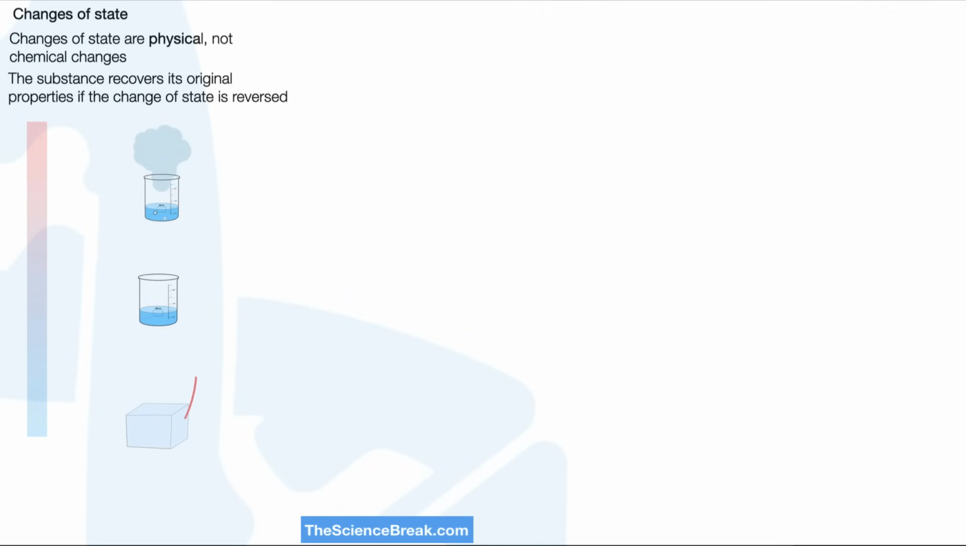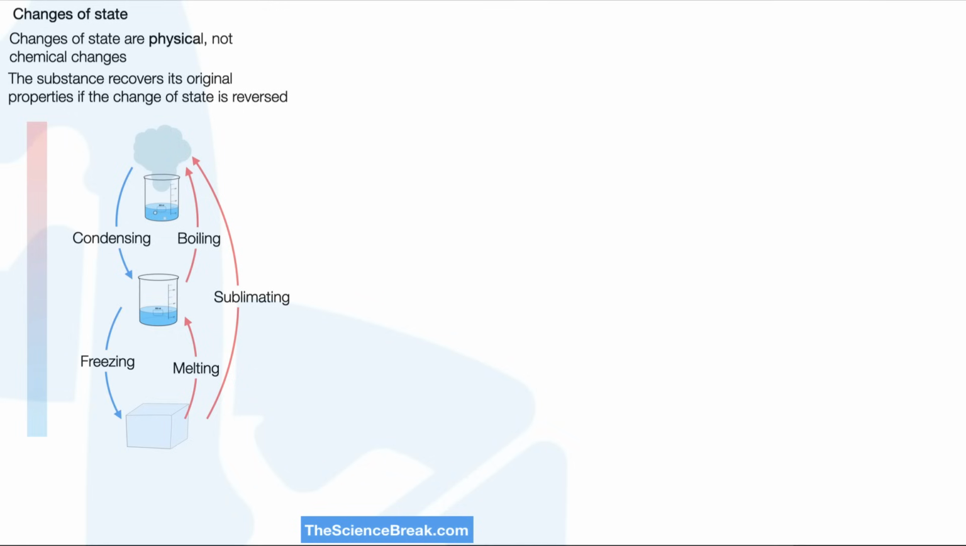And going from solid to liquid, this would be melting. Going from liquid to gas would be boiling. And then we have going straight from solid to gas. Not many substances do that, but when they do, that's called sublimating. The process is sublimation. If we're going from gas to liquid, this is condensing, and liquid to solid, this is freezing.